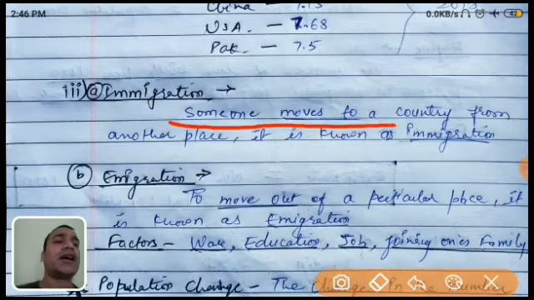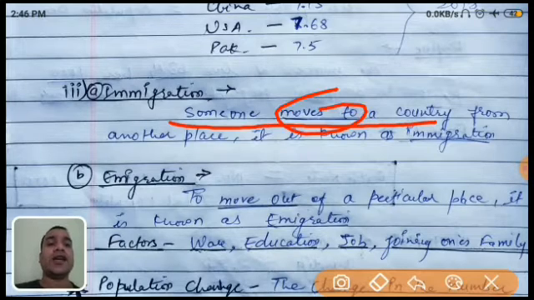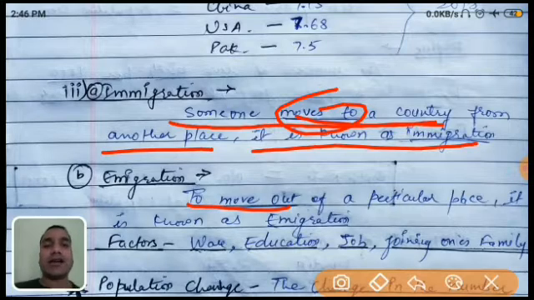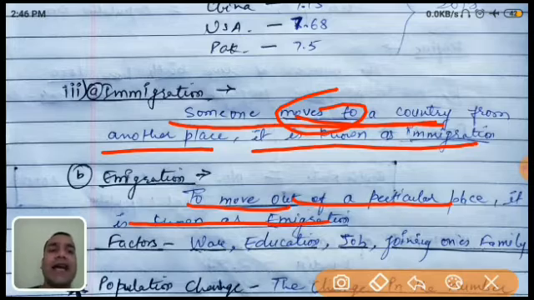Now see, someone moves to a country, moves in to a country from another place, it is known as immigration. And emigration, to move out, exit, to move out of a particular place, it is known as emigration.